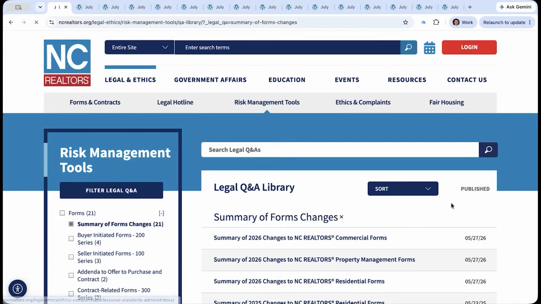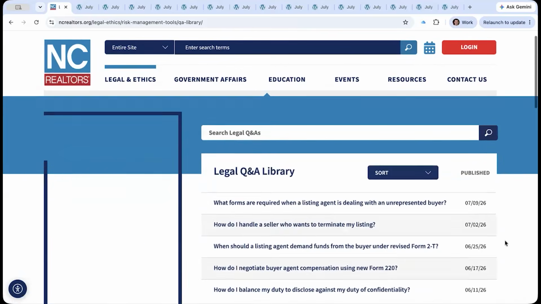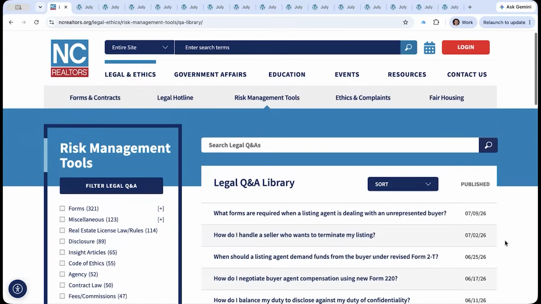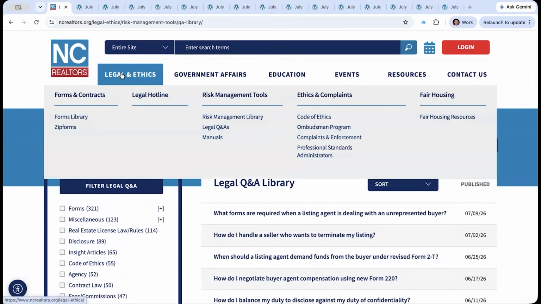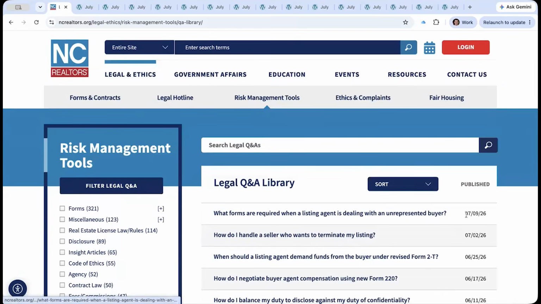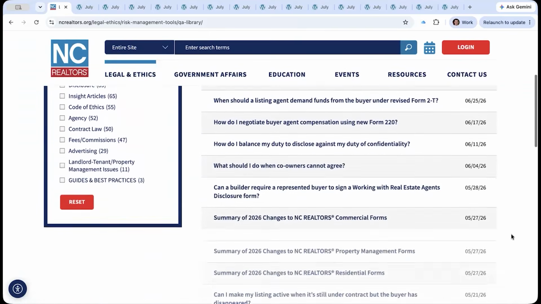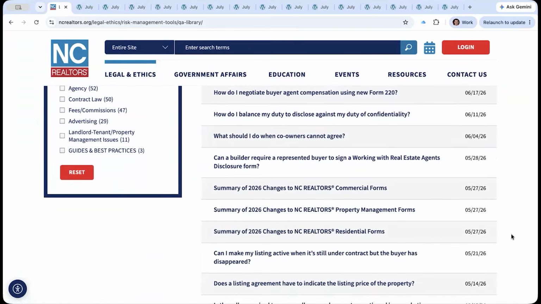If you want to follow along today, go to the summary of forms changes for this cycle, which is just in the regular page here. I went over legal and ethics, go down to legal Q&As. Down here are the Q&As, and you scroll down just a little bit because they're sorted by date automatically.